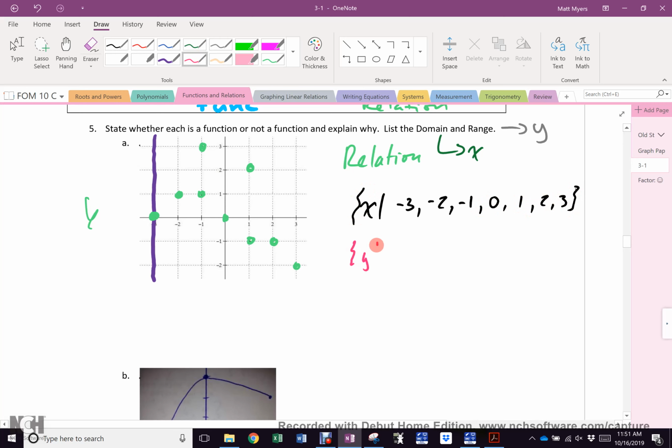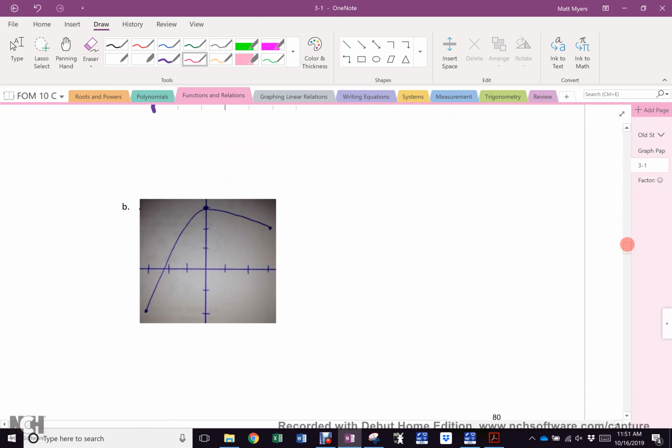What are my y's? Negative 2. Negative 1. Do I write it twice? No. Do I write it twice? No. Next. Next. Next. Please notice I have more domain values than I have range values because these are no longer pairs, are they? I am only counting the x values and I'm only counting the y values. Everybody understand?